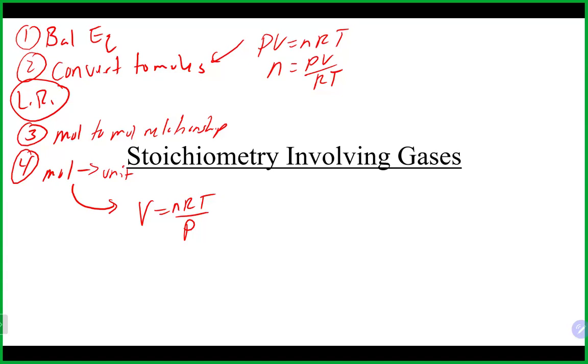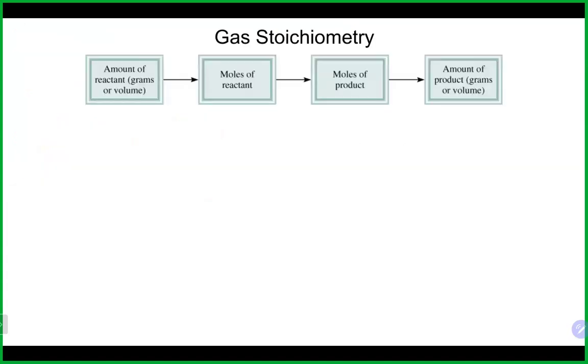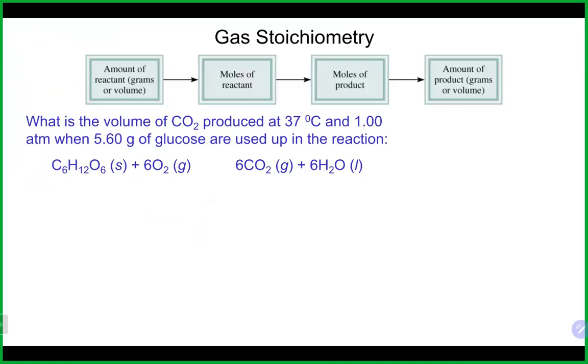So that's something that you could do as well. All right, so let's try one here. What is the volume of CO2 that would be produced at 37 degrees Celsius and 1 atmosphere when 5.6 grams of glucose are used up in the reaction?